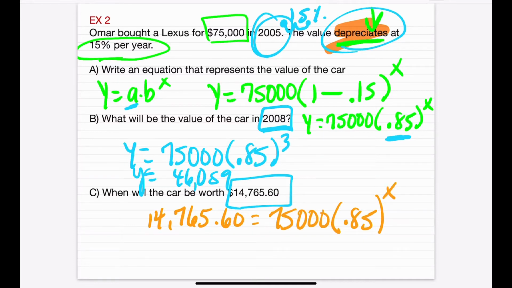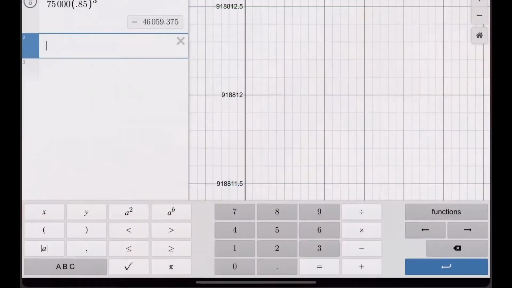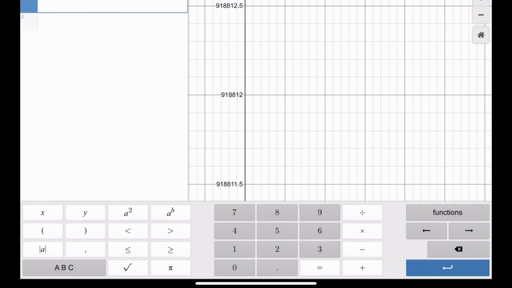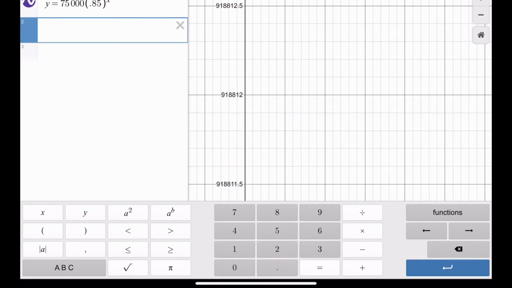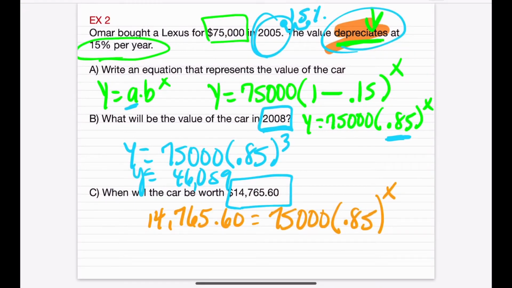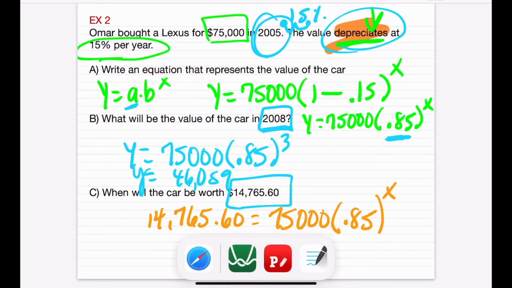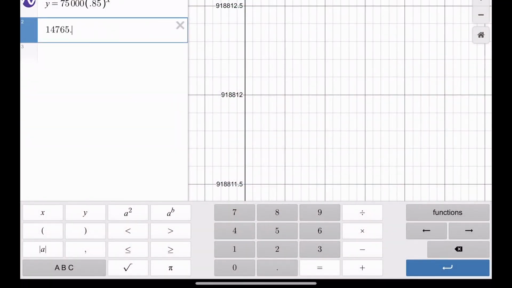So we're trying to find the x, the time. Once again, you do not know how to solve exponential equations, so we're going to use our calculator, our graph. I'm going to go ahead and graph it. So y equals 75,000 times 0.85 to the power of x. And the value was 14,765.60. Forgot to put y equals in front of it.